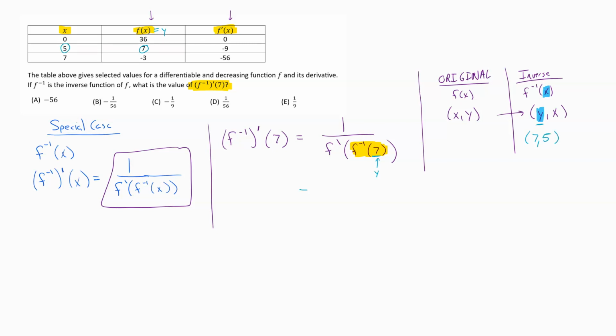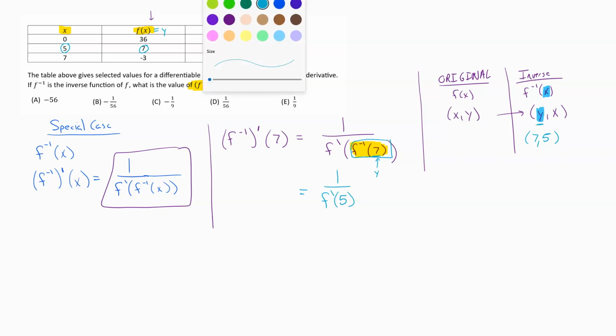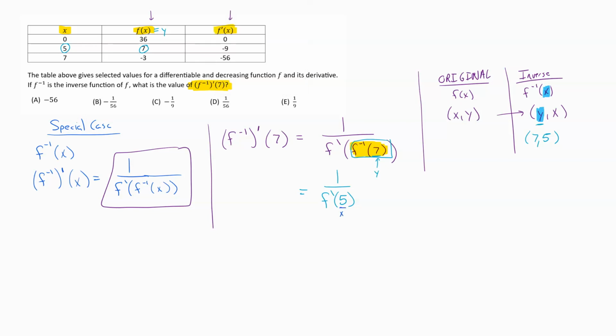And so then I replace that in the problem and I'm looking at 1 over f prime of 5. Now I do have a column for f prime of 5. So that is now an x value inside here. So when x equals 5, my derivative is going to equal negative 9. And so now I can plug in for that derivative value 1 over negative 9, and that's going to be my final answer, option C.